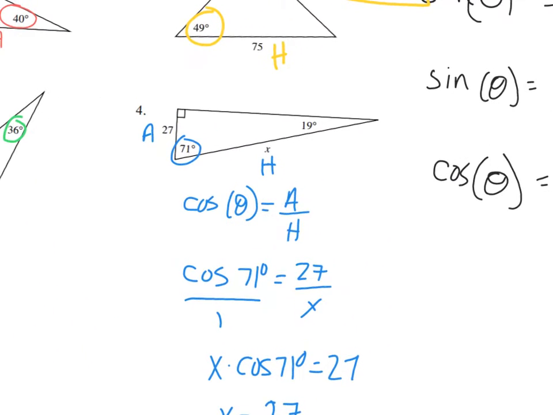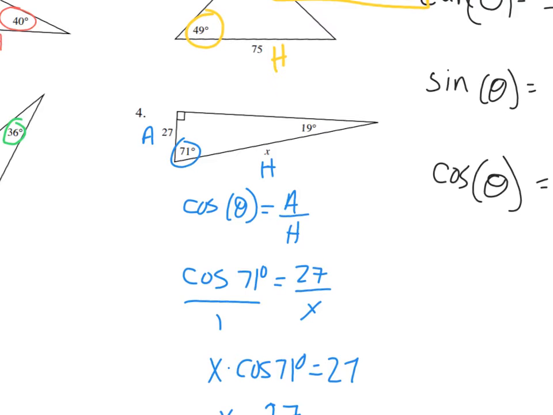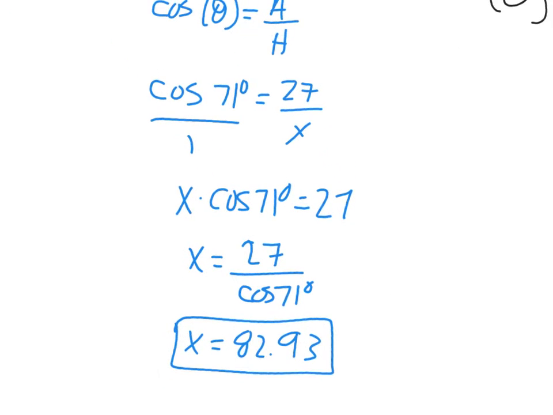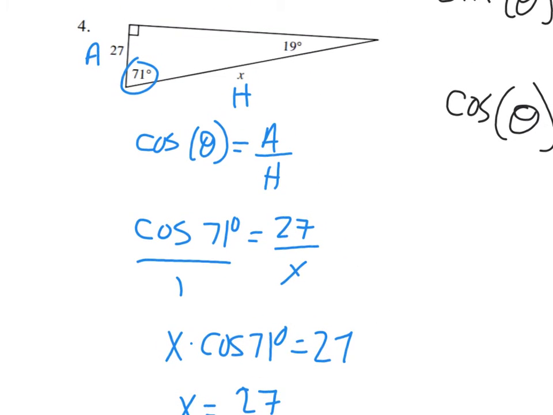And on the last problem, you actually had a choice. You could use either the 71 degrees or the 19 degrees as your reference angle. I chose the 71 degrees. Then with that, I ended up getting roughly 82.93 using the cosine ratio.